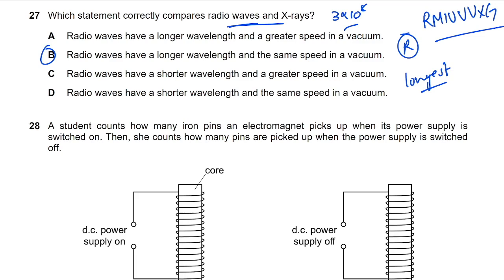Yeah, so here, you know, radio waves, microwaves, infrared, visible light, ultraviolet, so on and so forth, right? Then X-rays and gamma rays. So you can see X-rays is right here, okay?